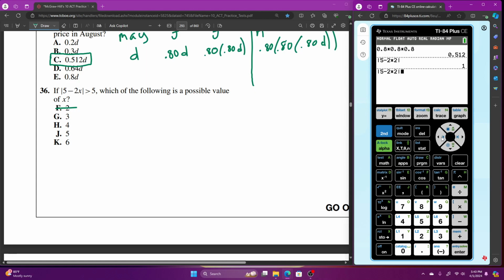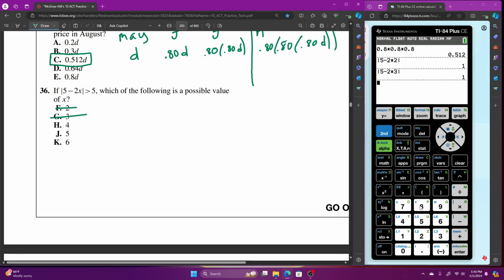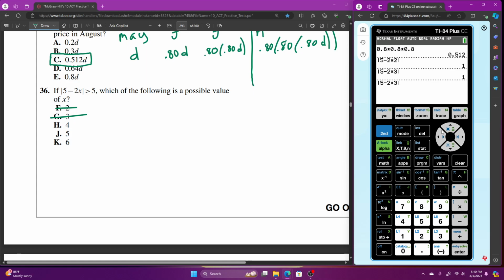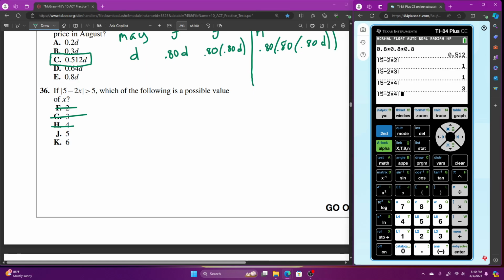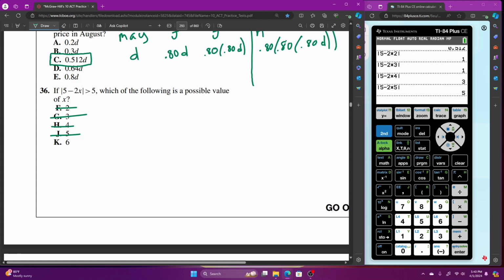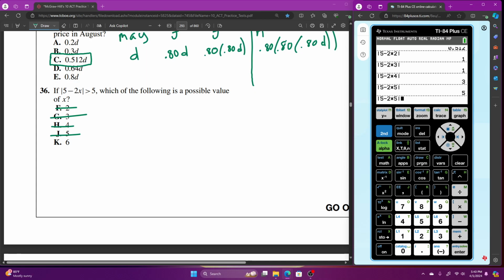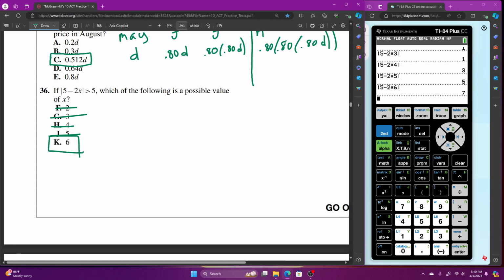Pull it back up with the entry. Change that 2 to a 3. That is not greater than 5. Pull it back up. Change that 3 to a 4. Still not greater than 5. Probably the 6, so the biggest one. Pull it back up. Change that 4 to a 5. Is equal to 5, but 5 is not greater than 5. One more time. Change that 5 to a 6. And there we go. 7 is greater than 5. Knowing how to use your calculator is a good way either if you need to solve it or to check your answer for this type of question.